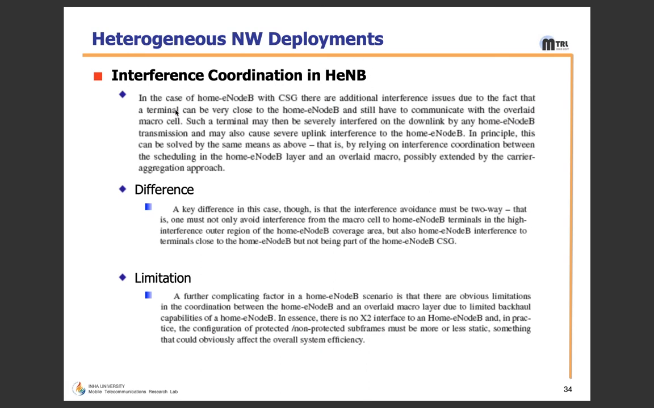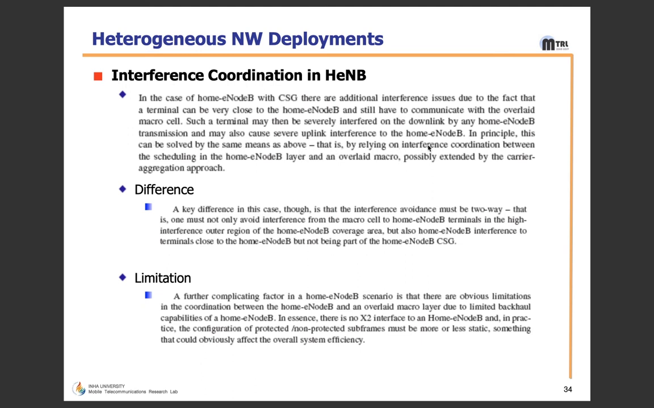In the case of femtocells with CSG, there are additional interference issues due to the fact that a terminal can be very close to a femtocell and still have to communicate with the overlaid macrocell. Such a terminal may be very severely interfered on the downlink by any femtocell transmission and may cause severe uplink interference in the femtocells. In principle, this can be solved by the same means as above.